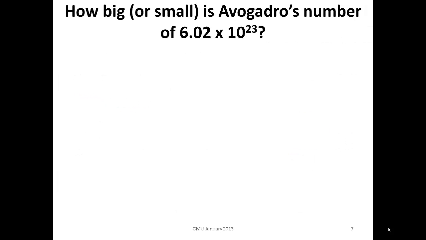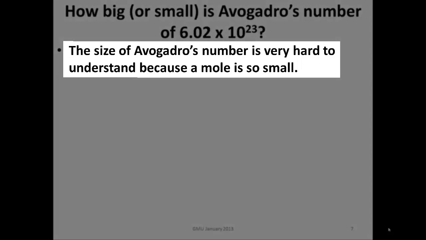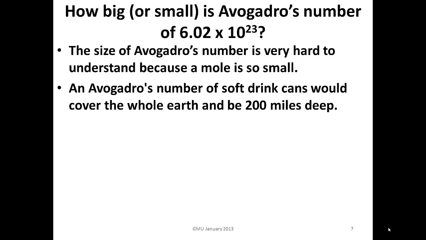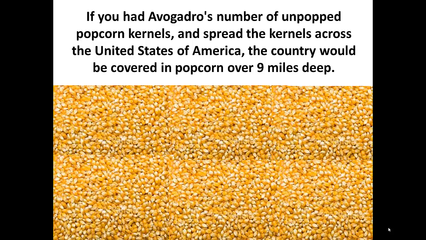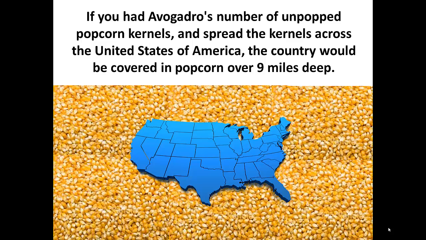How big or small is Avogadro's number of 6.02 times 10 to the 23rd? Well, the size of Avogadro's number is very hard to understand because a mole is so small. An Avogadro's number of soft drink cans would cover the whole Earth and be 200 miles deep. If you had Avogadro's number of unpopped popcorn kernels and spread the kernels across the United States of America, the country would be covered in popcorn over 9 miles deep.